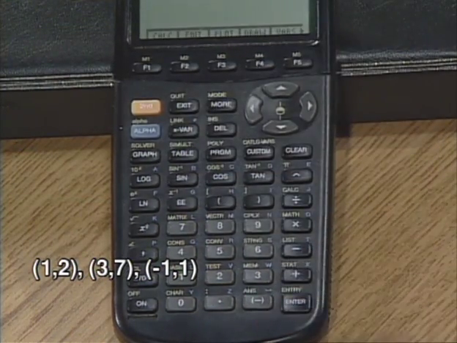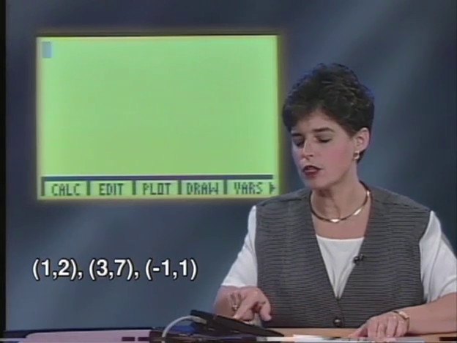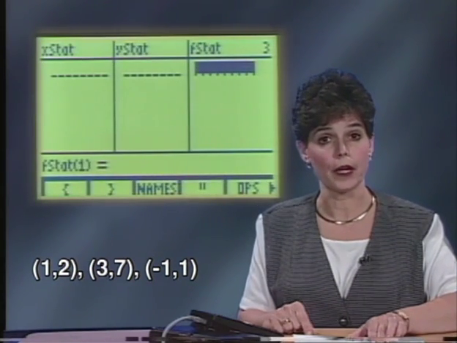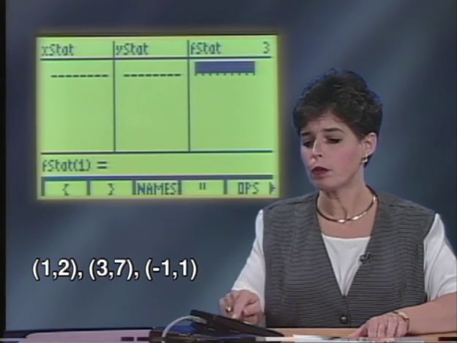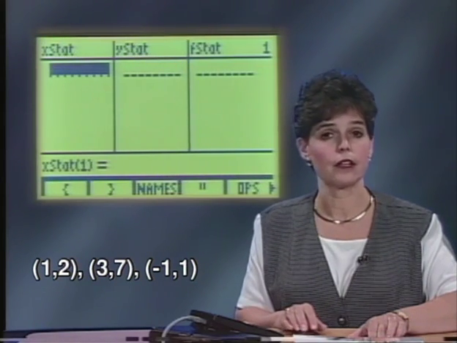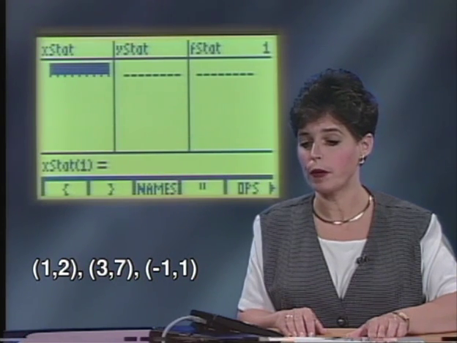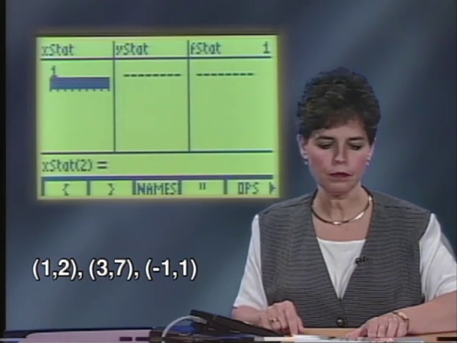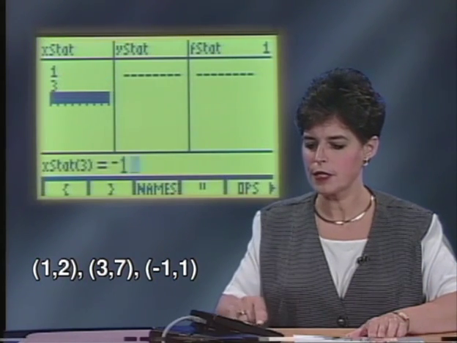Second, stat. Okay, now at this time I want to go into edit, which is F2, and you see that it's like a table format, isn't it? Kind of like the table that we looked at a little bit earlier. And I'm going to place my ordered pairs in here under xstat and ystat, the x and y values. So let's place all of the x values of our ordered pairs under xstat. 1 is the first one, 3 is the next one, and negative 1 was the last.